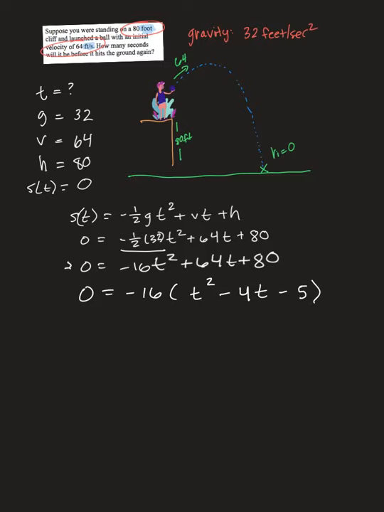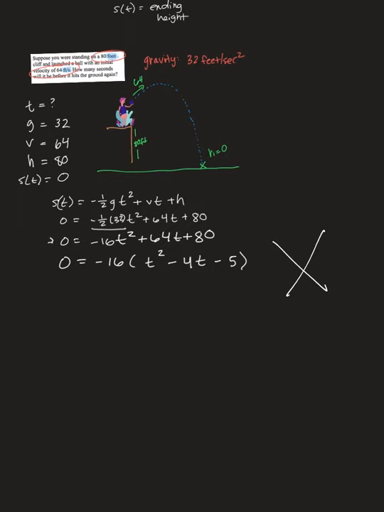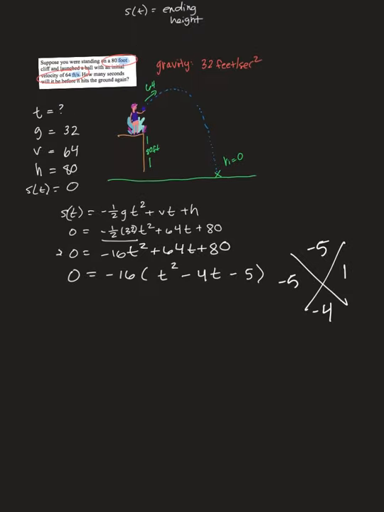Okay, so remember we can do the GCF to make things a little bit easier for us when we do our x method, because now on the top of the x is negative 5 and on the bottom is negative 4. That's much easier to figure out. We get negative 5 and positive 1. So now this factors to t plus 1 and t minus 5.